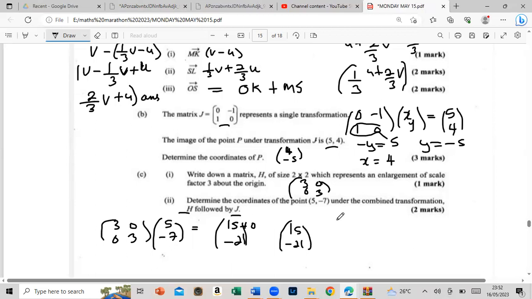So I could put J up front, easily read: 0, negative 1, 1, 0. So we just have to multiply this 2 by 2 matrix by this column. Let's go. 0 times 15 is 0. Negative times that, positive 21. And then 1 times 15 is 15. So the answer should be 21, 15. Let me double check. Okay, a lot of work.